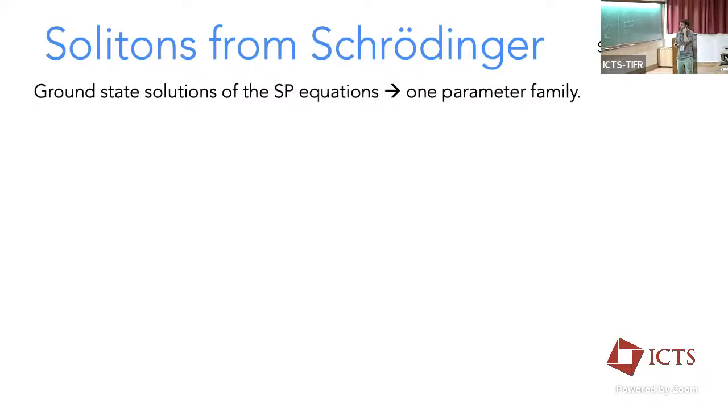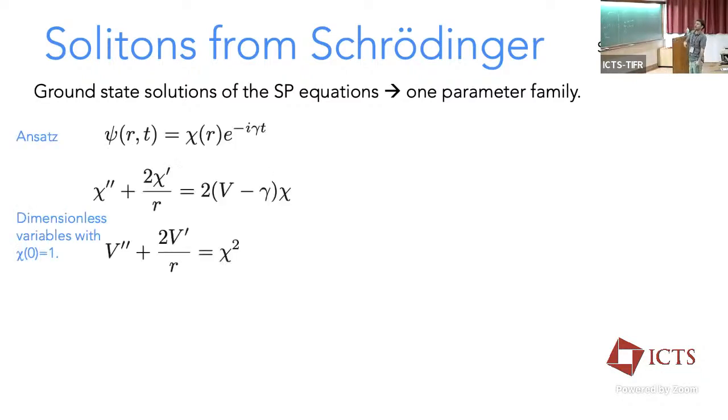Solitons. So I've talked about axion stars in my talk on Monday. I'm going to show you them here in the non-relativistic limit. There's a sort of problem on them. So the solitons are ground state solutions of the Schrodinger-Poisson equations that I've written down already, that are a one parameter family. So we take the ansatz that the wave function is just a radial dependence and some energy eigenvalue.